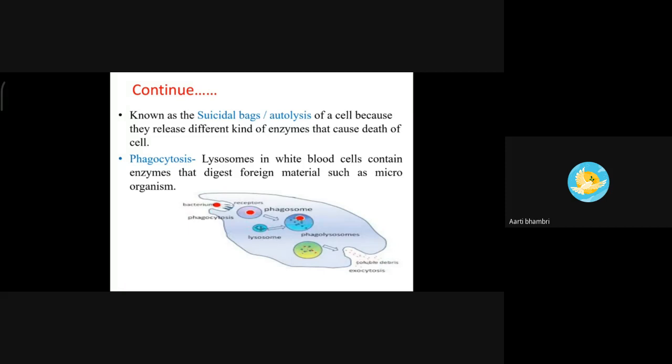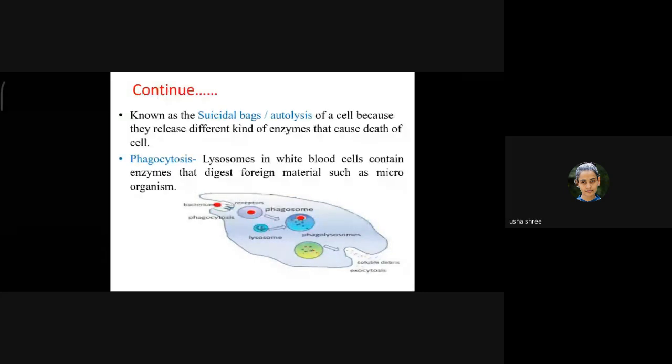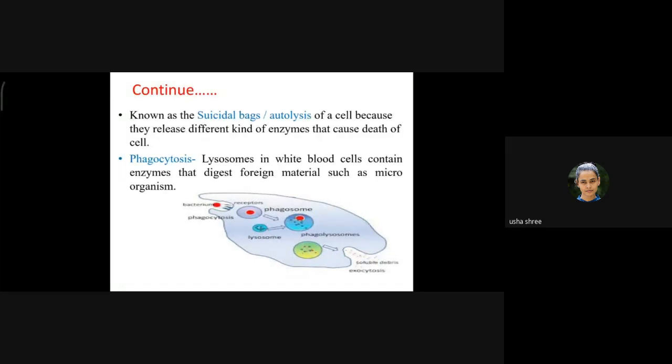Do you all know that our white blood cells? Yes, ma'am. Yes, very good. Our white blood cells are our border security, our Z plus security of our body. Means when any unwanted or foreign particles attack our body, then our white blood cells are the only army or defense mechanism of our body. They protect us from foreign attack or unwanted attack.